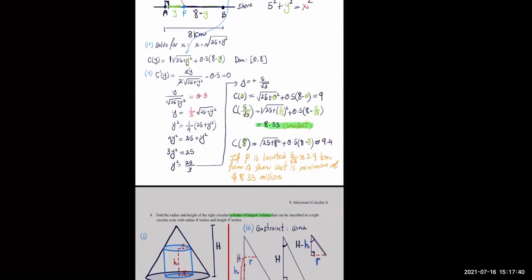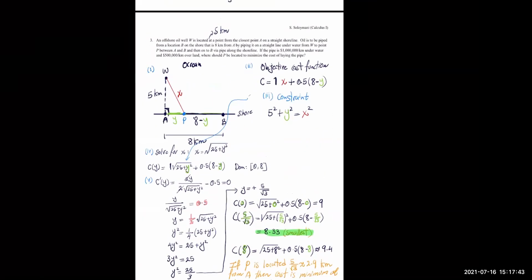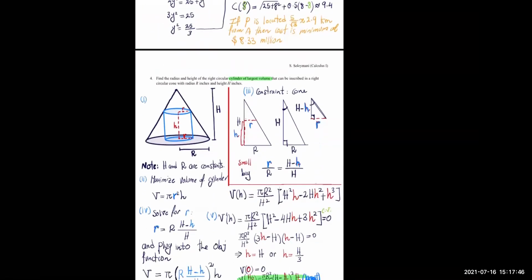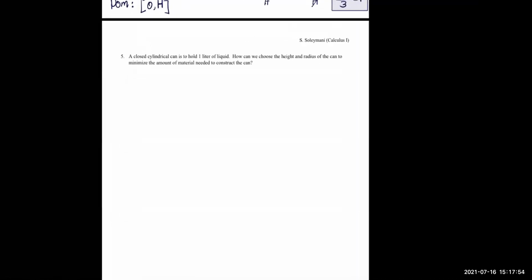Okay, so I think this is the only minimization problem. I think this one is also a minimization problem here. Let's talk about this. This says that a closed cylindrical can, so a right circular cylinder like that, is to hold 1 liter of liquid. How can we choose the height and radius of the can to minimize the amount of material needed to construct the cans? This is what I was talking about yesterday.